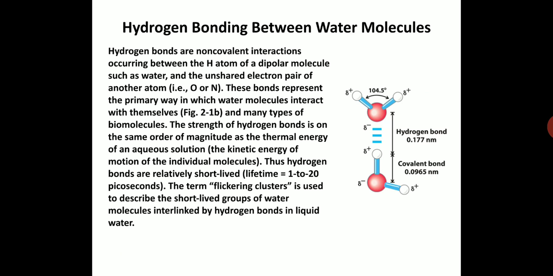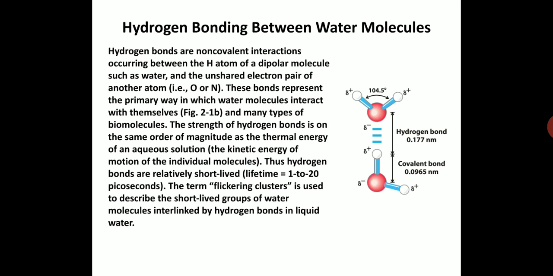Now we will see the hydrogen bonding between water molecules. Hydrogen bonds are non-covalent interactions occurring between hydrogen atom of a dipolar molecule such as water and the unshared electron pair of another atom, that is oxygen or nitrogen. These bonds represent the primary way in which water molecules interact with themselves, as we can see in the figure on the right hand side of this slide. And many types of other biomolecules.